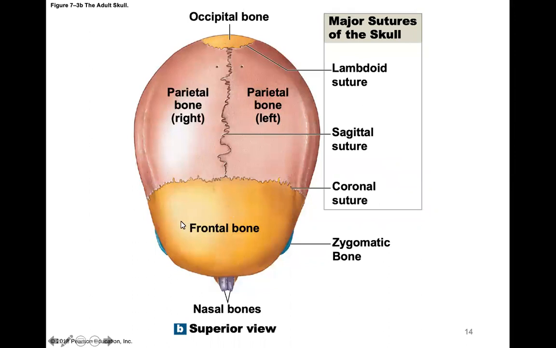Looking at the front, here's our frontal bone. So your nasal passageways are here, your eyes are right here. So this is your frontal bone. We have the coronal suture going from one end to the next, right here. And again, there's that sagittal suture separating the 2 parietals, and the lambdoid separating the occipital from the 2 parietals.